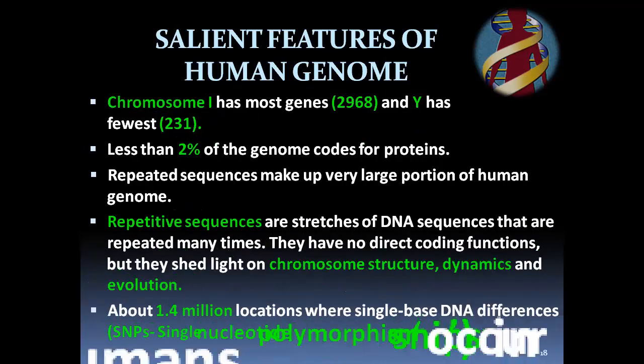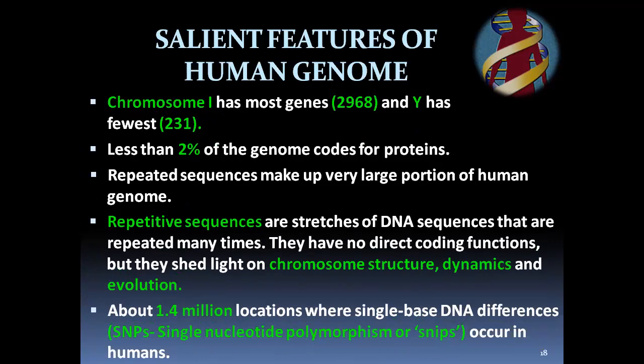2,968 genes are present on chromosome 1, and the Y chromosome has the lowest number, 231 genes. Less than 2% of the genome, nearly 1.5% as we saw in the previous video, codes for proteins. Repeated sequences make up a very large portion of the human genome. These play a very important role in fingerprinting. The repetitive sequences are stretches of DNA sequences that are repeated many times. They have no direct coding function, but they shed light on chromosome structure, dynamics, and evolution, and also on DNA fingerprinting.